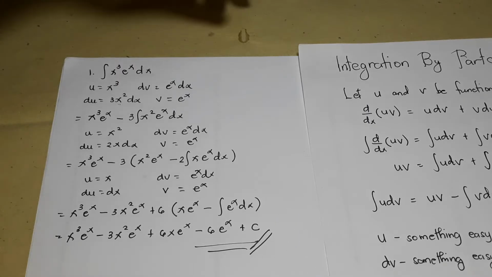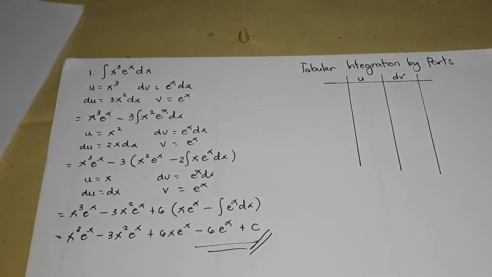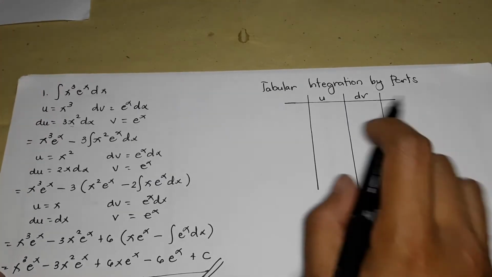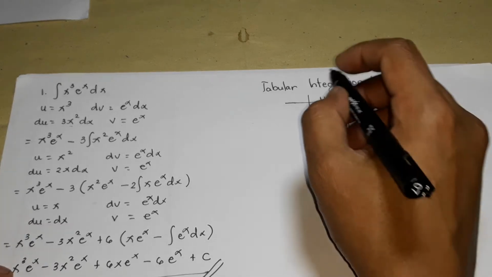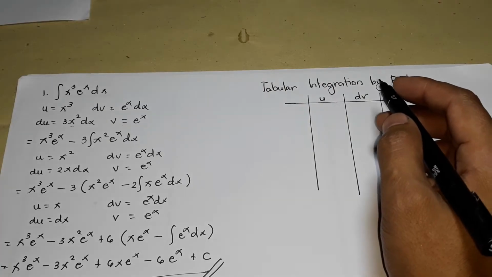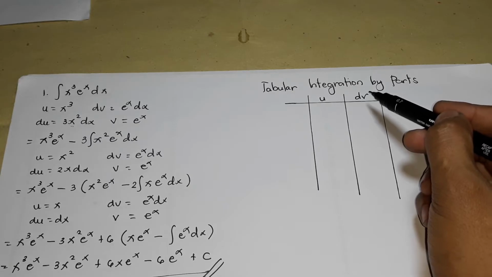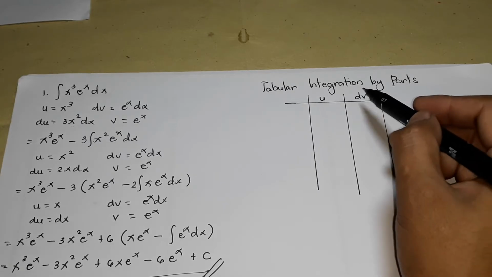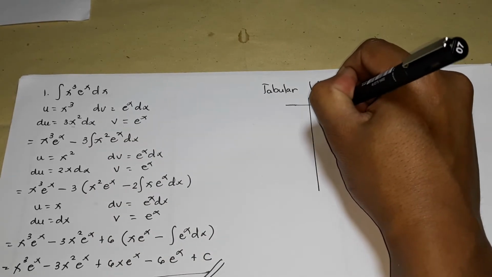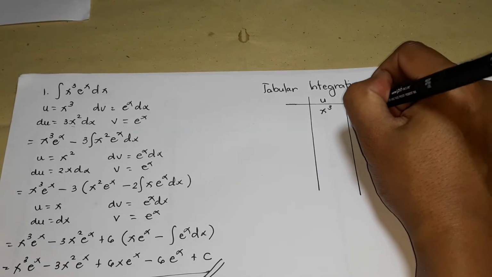Okay? Another technique of integration is what we call the tabular integration by parts. In this case, we will have two columns, the u part and the dv part again. For the column u, we choose a function that is easy to differentiate, and for the column dv, a function that is easy to integrate. So for our first example, x cubed e to the x, we'll let u be equal to x cubed following the LIATE acronym, and then your dv part will be e to the x.